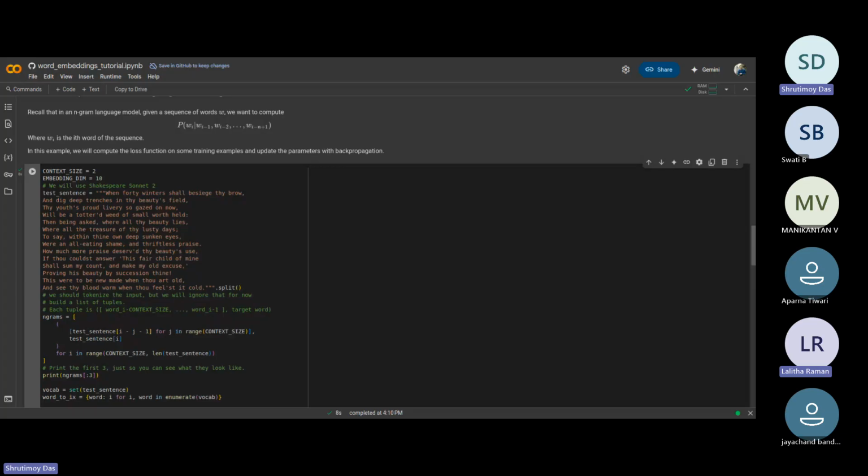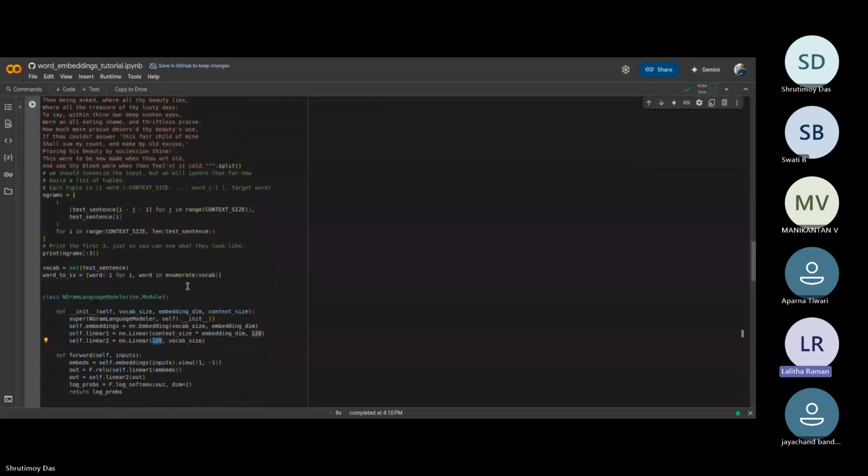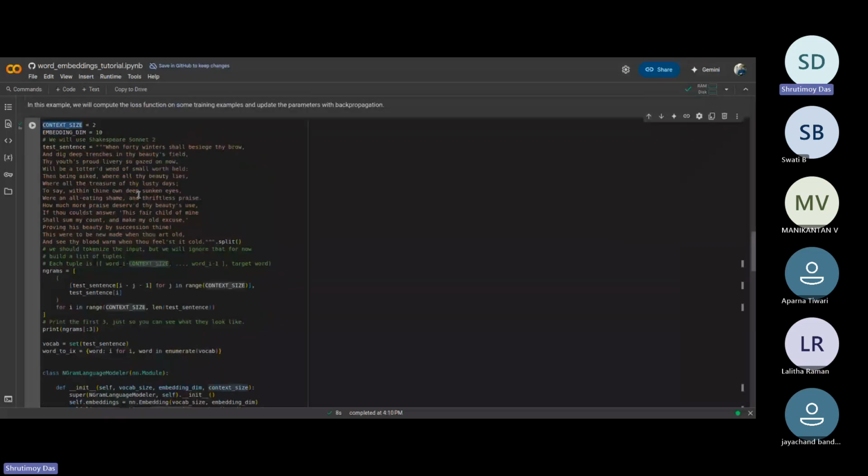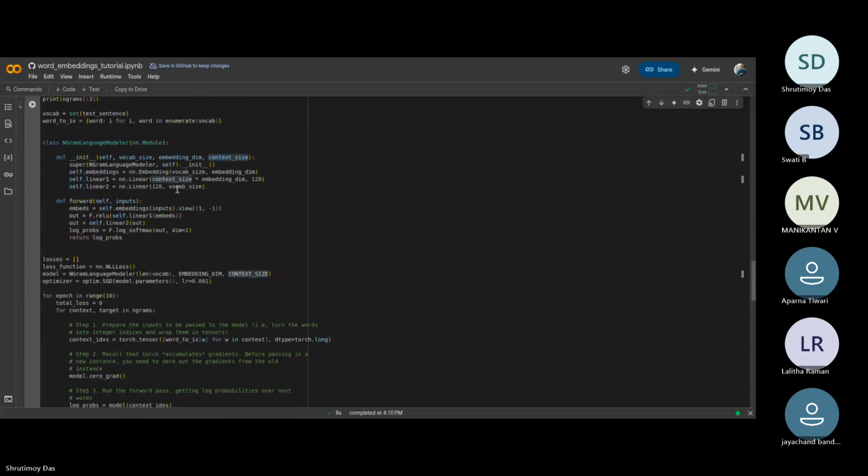I understood that, but here, if you are saying that variable as context size, you are giving that context size as... Oh, so this is the context size that you have to define here. Context size 2. Okay.